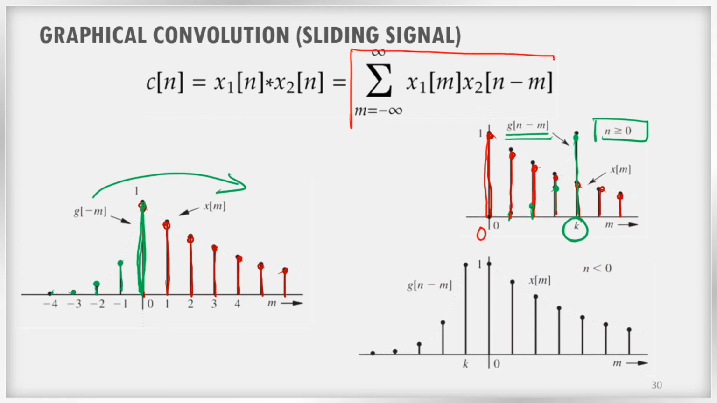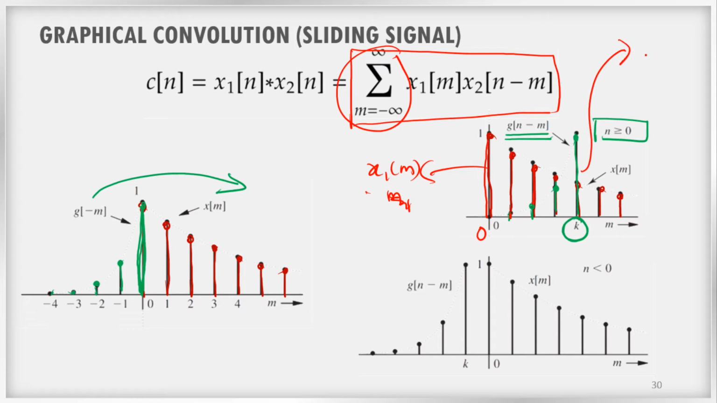You have to multiply x1 of m. Actually this is my x1 of m, and I have to multiply that with x2 of n minus m, that is g of n minus m, right? So I have to multiply each one with respect to the index, right? Then I have to add it. That is what the equation says, right? If you add like that, then I will get an output corresponding to this value. Let us say it is 1, 2, 3, 4. I will get n is equal to 4. The value corresponding to n is equal to 4.